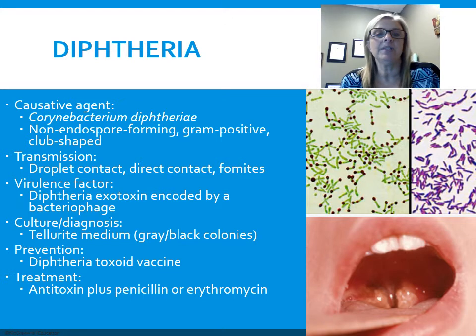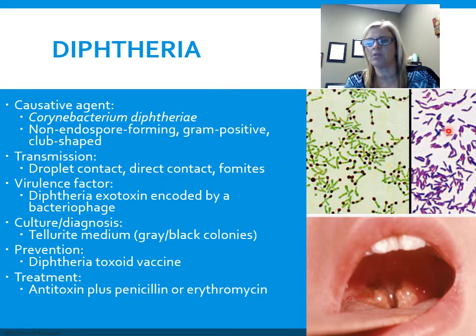The next one is diphtheria, and you probably know the name, but you've probably never heard anybody having it, right? Well, that's because we have vaccinations for this. This is caused by Corynebacterium diphtheriae. This is a non-endospore-forming gram-positive bacterium, and it is kind of club-shaped, as you can see in this picture over here, okay? This little end here has been dyed so you can see it purple.